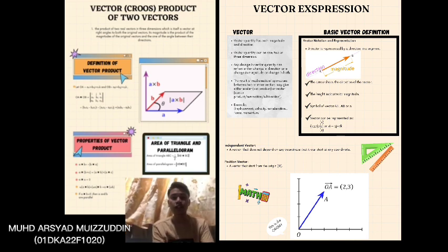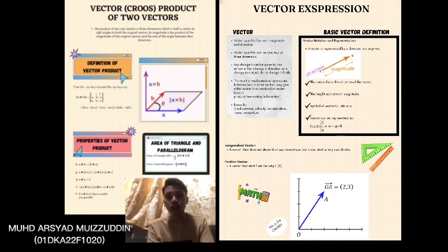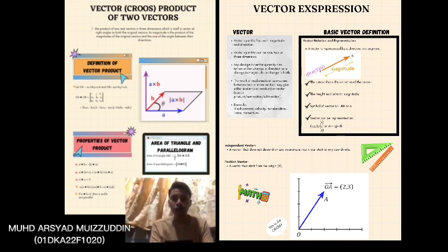Okay, the next is area of triangle and parallelogram. The formula for the area of triangle ABC is 1/2 of the magnitude of vector AB cross BC. The formula for the area of a parallelogram is the magnitude of vector AB cross BC.